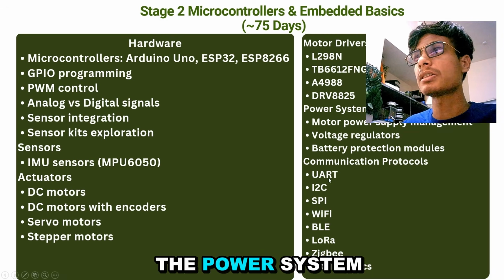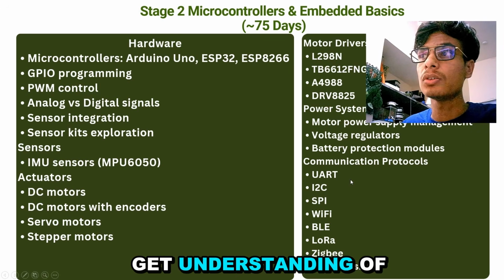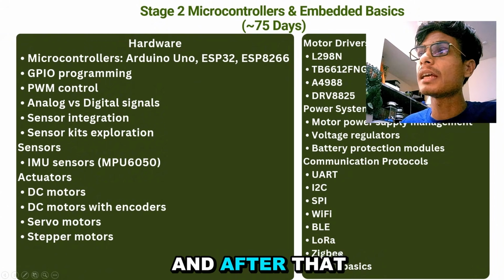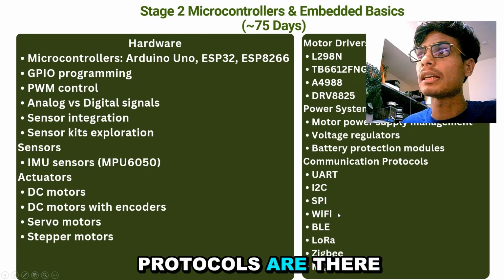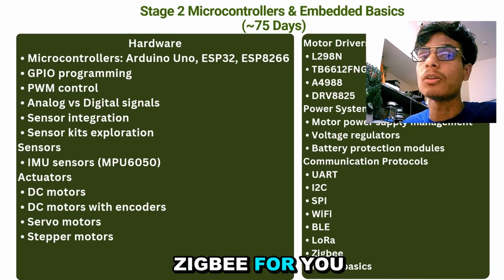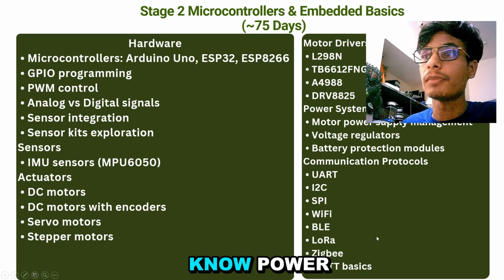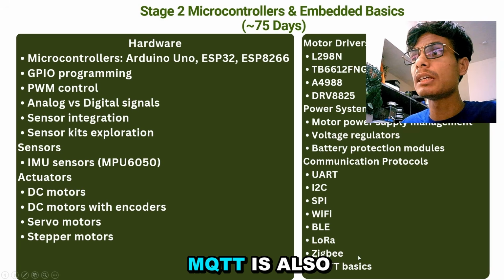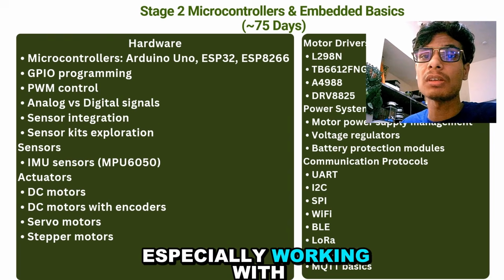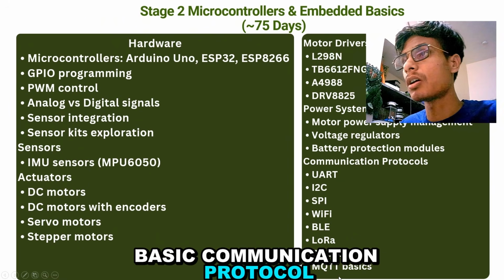After the power system, next is the communication protocol. In the communication protocol, you need to understand UART, I2C, SPI and all those kinds of things. After that, there are different wireless communication protocols, like Wi-Fi, Bluetooth, LoRa, which is long range, and Zigbee for communicating with multiple devices at a time with a low amount of power consumption. MQTT is also a very important concept that you need to work with, especially when working with web sockets and all those kinds of things. So these basic communication protocols are very helpful.